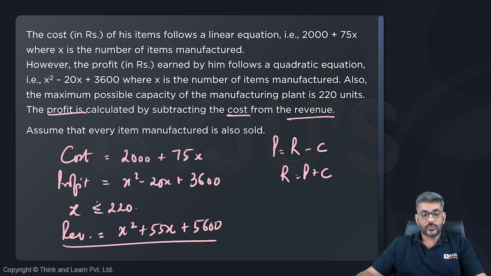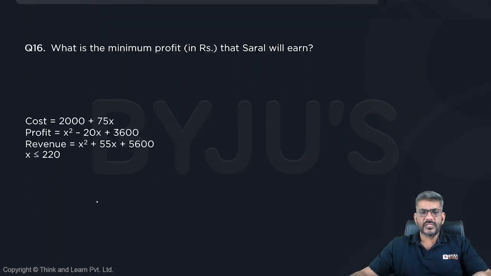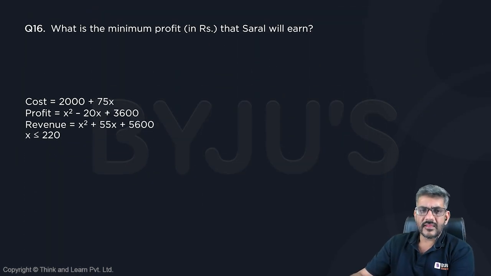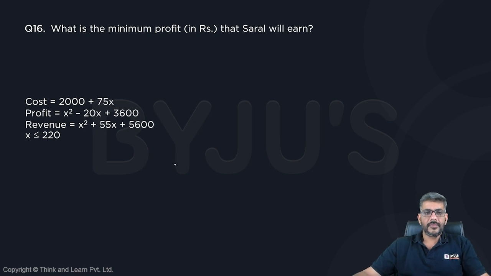Let's have a look at the questions now one by one. Straight away we'll be using this information there. I've already written them for your reference. What is the minimum profit that Saral will earn? That means I have to minimize the quadratic equation.